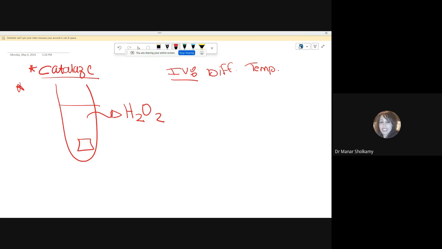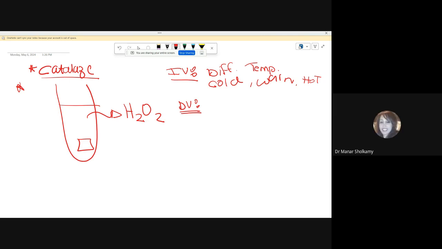What are they? 20, 25, 30, 35. Whatever. Okay. Cold, warm, hot. Fine. And I advise you just to use bigger intervals, because 20 and 25 are still considered cold. So cold, warm, hot, 20, 60, 100. Fine. Now the dependent variable in this case will be the volume of what?